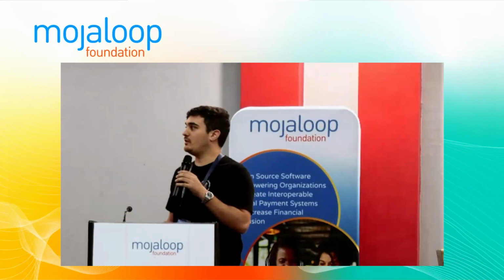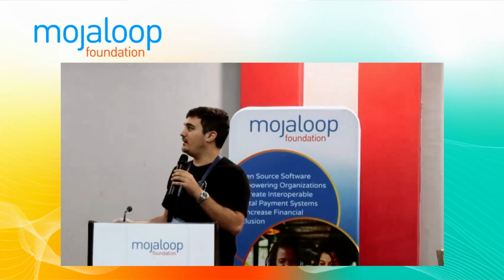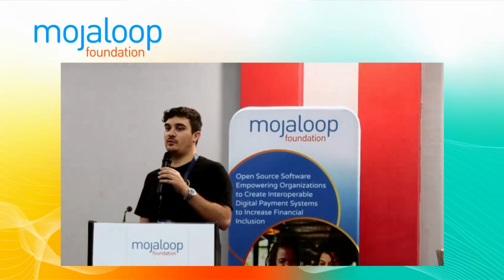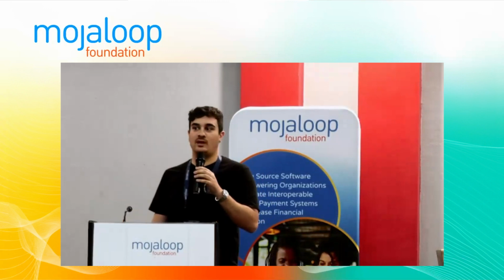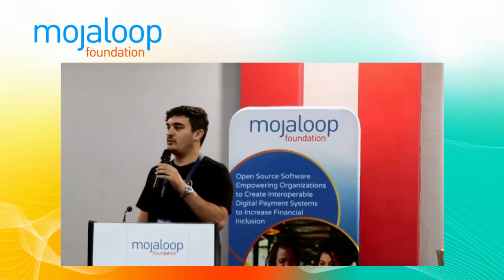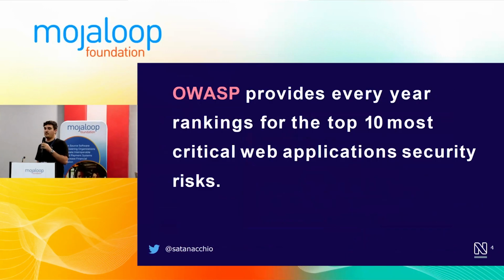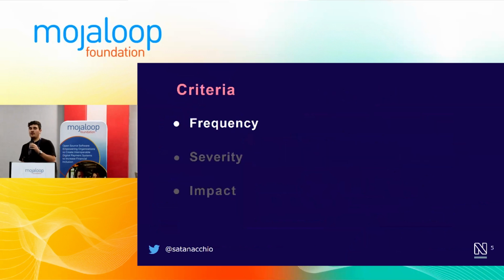So how these vulnerabilities are listed is basically through surveys from the communities and with some experts. OWASP every year publishes a list of top 10 security vulnerabilities, and they are ranked by 3 criteria. The first one is frequency. The most common are going to be rated higher, and also there is severity.